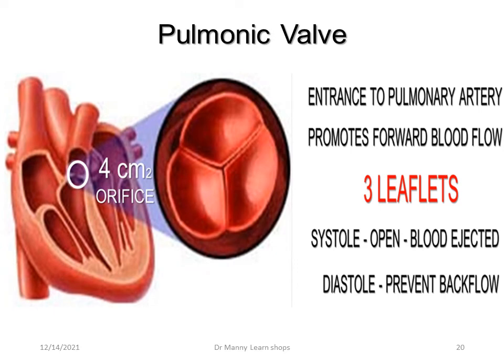The pulmonic valve, which typically isn't problematic in an adult unless you've got chronic lung disease or some sort of pulmonary problem, is the entrance to the pulmonary artery, and it promotes forward blood flow. There are 3 leaflets, and the orifice is similar to the aortic valve, about 4 square centimetres. During systole it opens and allows blood to be ejected to the lungs, and during diastole it prevents backflow to the right ventricle.